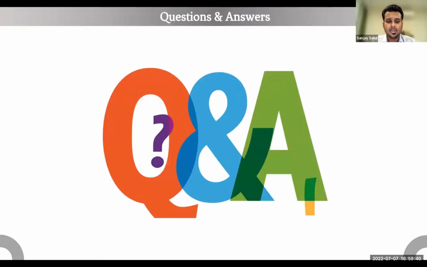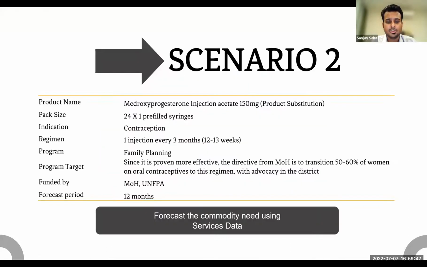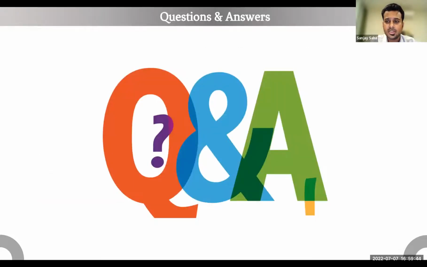So the next, before going to the next scenario, which is about services data, if there are any questions that you have about average monthly consumption, how to do it, the formulas, please you can ask.